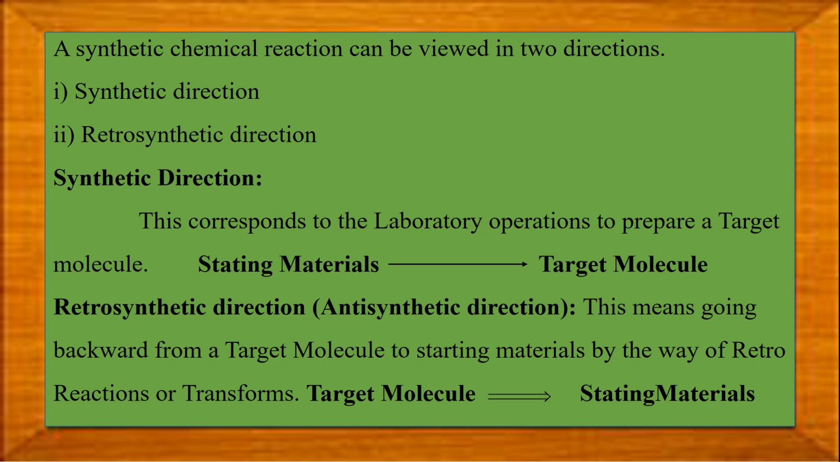A synthetic chemical reaction can be viewed in two directions. One is the synthetic direction, the other one is the retrosynthetic direction. In the synthetic direction, we go from reactants to the product, the target molecule. And in the retrosynthetic reaction, we go from product to the reactants, from target molecule to the starting materials.